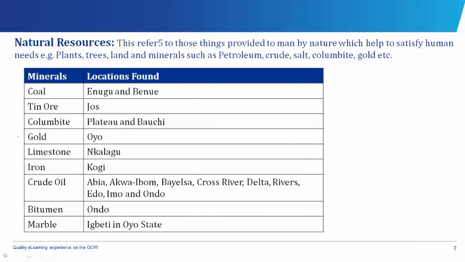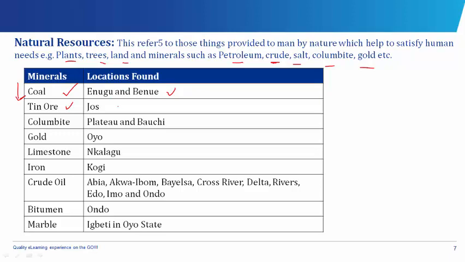Now, as part of our physical environment, we have natural resources, and this refers to those things provided to man by nature, which help to satisfy human needs. Examples are plants, trees, lands, and minerals such as petroleum or crude, salts, columbite, gold, etc. So this table shows the common minerals that are found in Nigeria and the locations where they are found. The first one is coal, which is found in Enugu and Benue states.